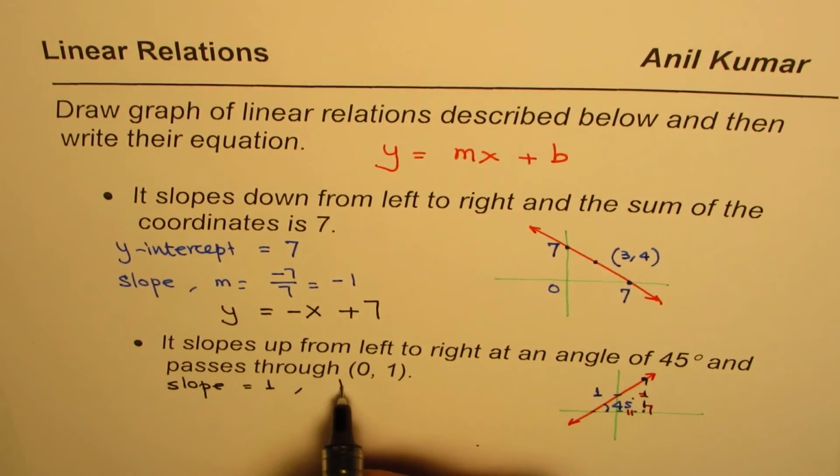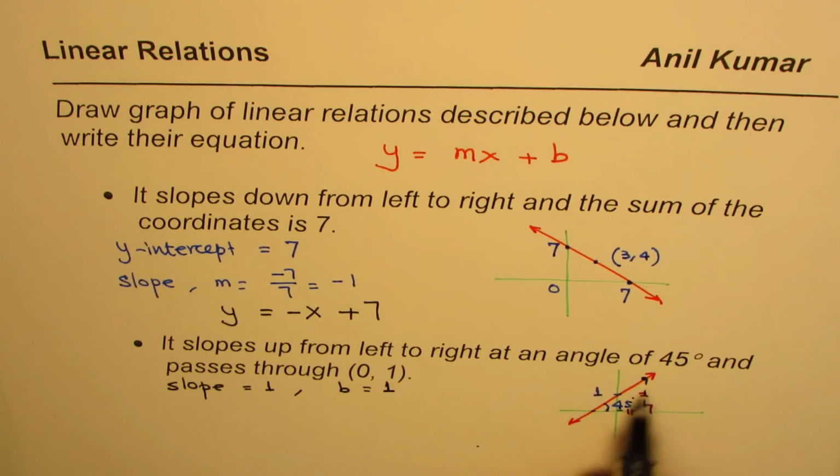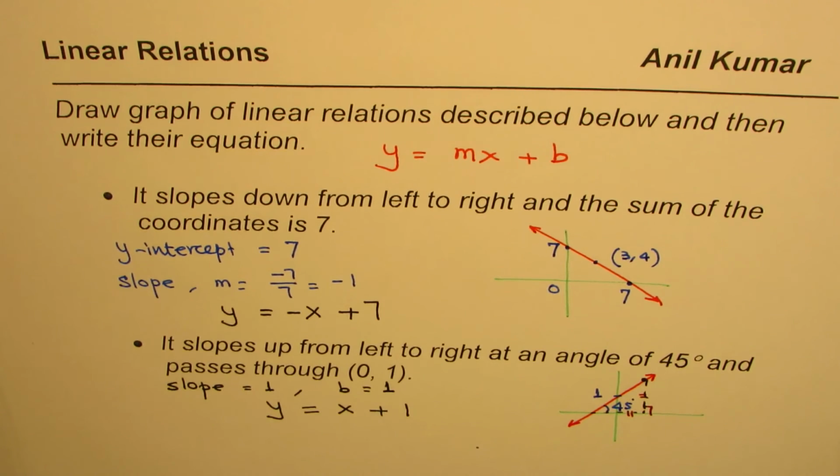And we know b, the y-intercept, is also 1 for us. Therefore, we can write down the equation as y equals x plus 1. You get the idea, right? So that is how you can sketch and write the equation of this particular line.